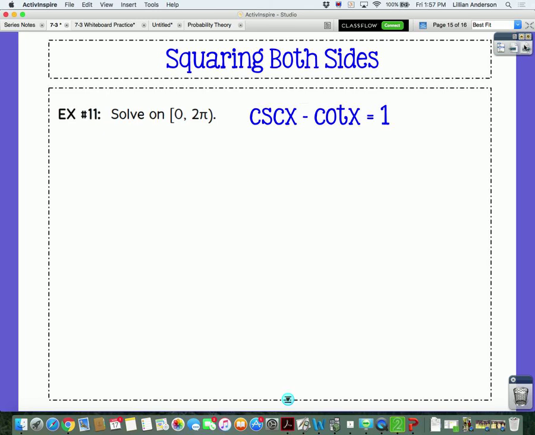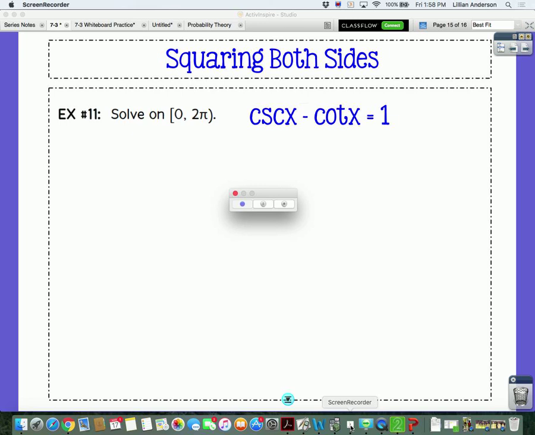We are using the restriction from 0 to 2 pi, and we have cosecant x minus cotangent x equals 1. Now, you need to put somewhere in your notes that when you use this method, you have to check for extraneous solutions. You guys remember what those are? You plug your answer back into the original equation, and if the left side doesn't equal the right side, then it's actually not a solution.